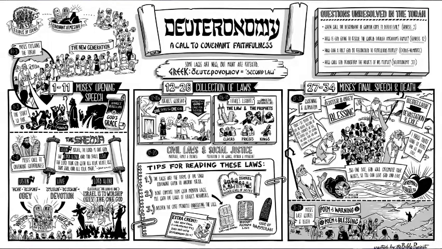Alright, now here's a basic outline of the book. You have the introduction, the historical setting of Moses' speeches, chapter 1, verses 1 through 4, and then the first address by Moses, a historical prologue. This is 1:5 through 4:43. So that's the second major section of the book, and here are some of the subsections.